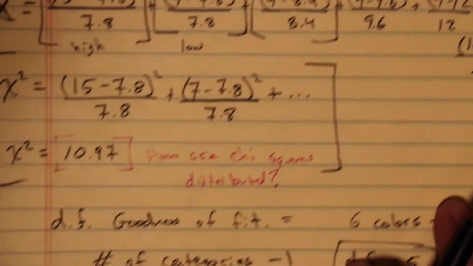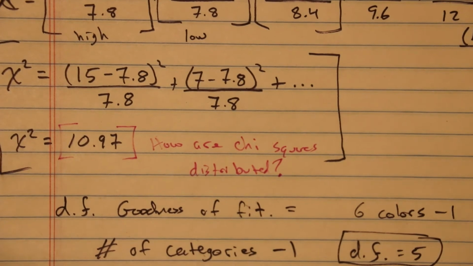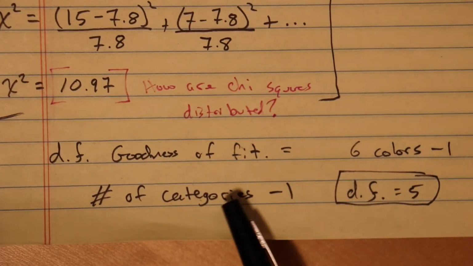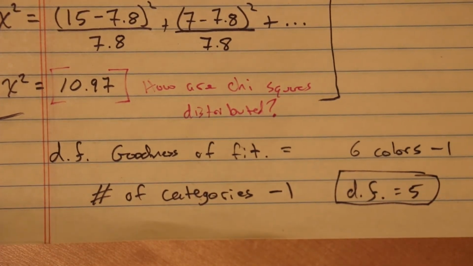That is how the chi-square distribution is distributed for different degrees of freedom. Very similar to the t-distribution, it needs different degrees of freedom. So our degree of freedom is always the number of categories minus 1 for a goodness of fit test. There are 3 types of chi-squared tests. This is the first one, goodness of fit.